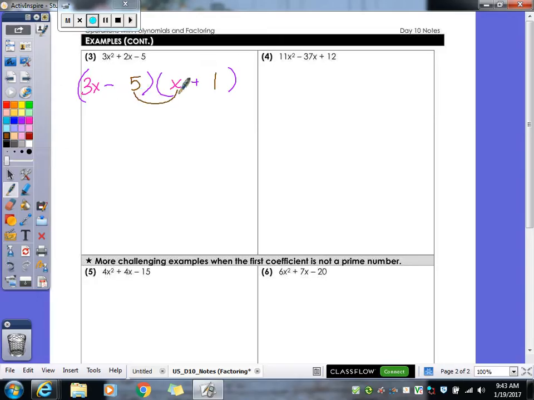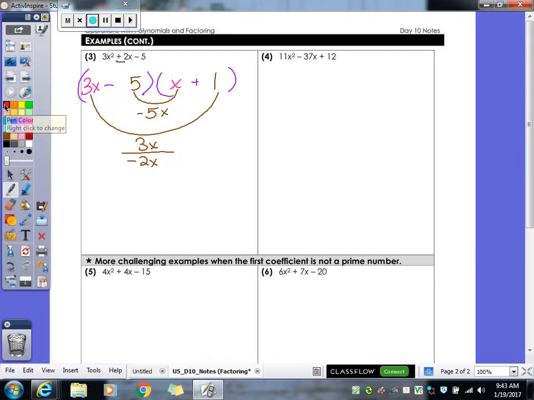So my little smile would give us a negative 5x. Big smile gives me a positive 3x. So negative 5 plus 3 would give us a negative 2. So we are close. We want it to be positive 2.